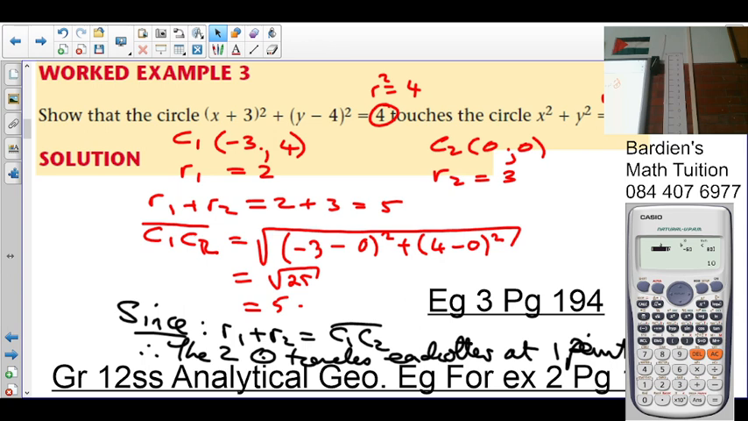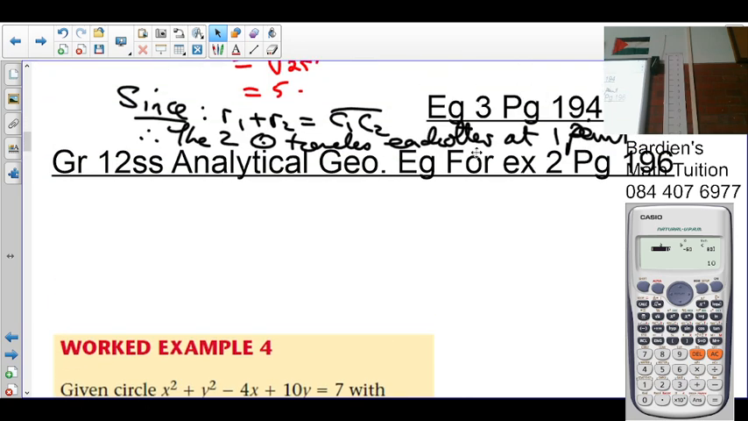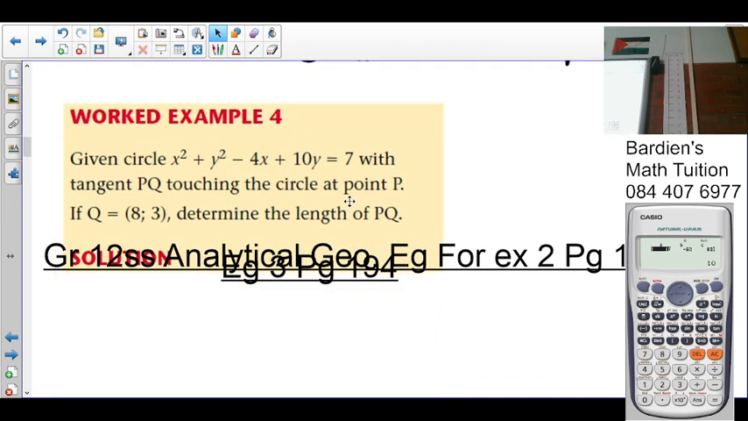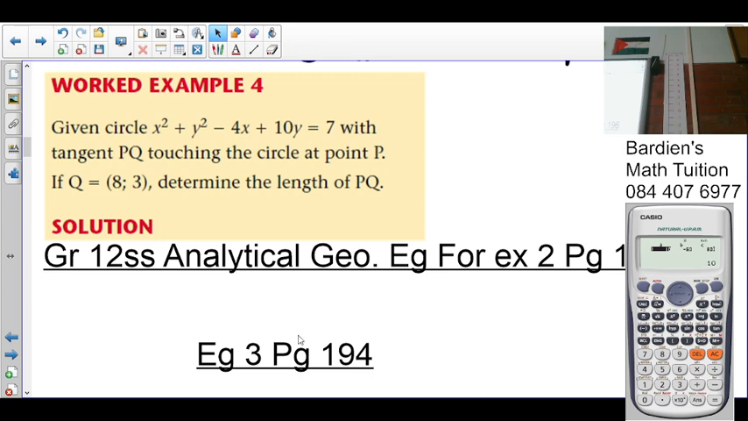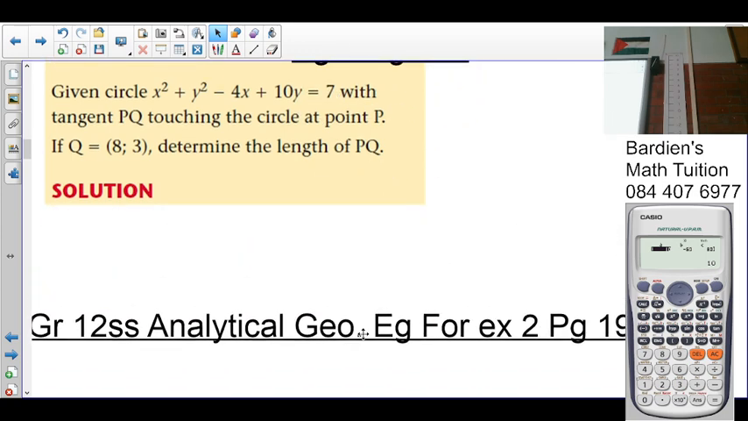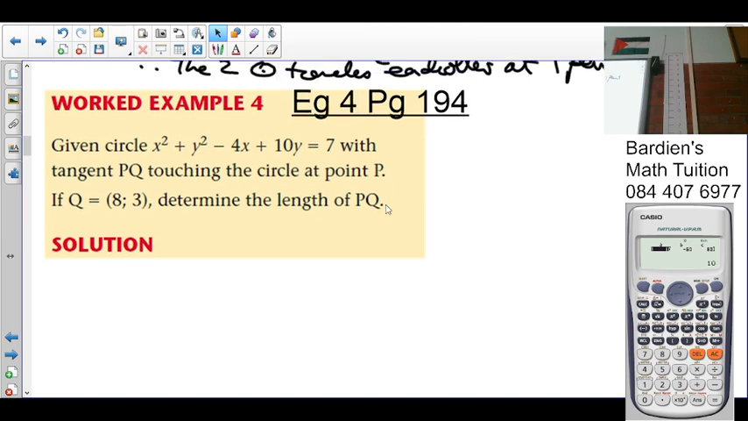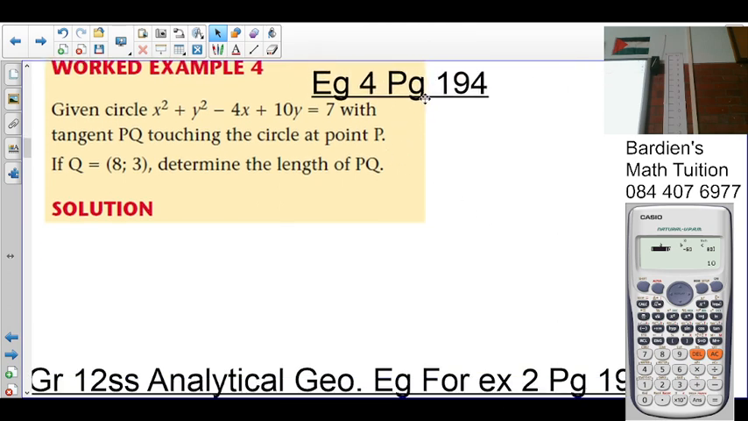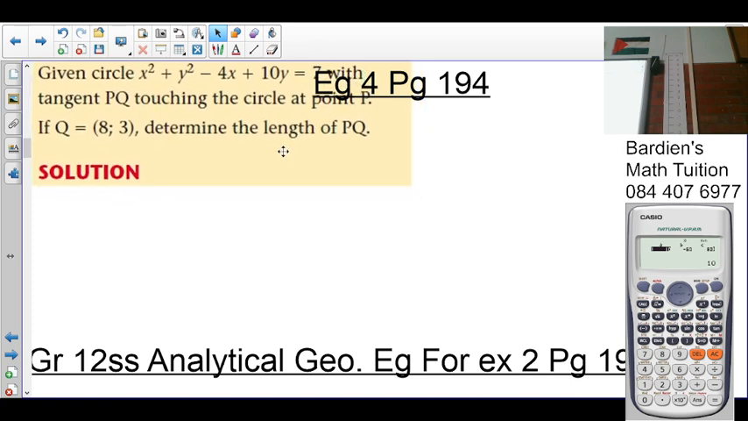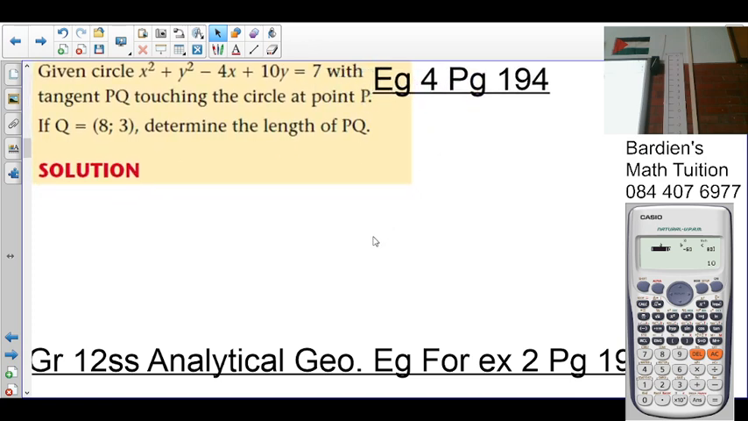Any confusion, people? No? Let's look at the next one. Now example 4, and example 4 is on page 194. In example 4 we are told that you are given the circle x squared plus y squared minus 4x plus 10y equals 7 with tangent PQ touching the circle at P. If Q is 8 and 3, determine the length of PQ.